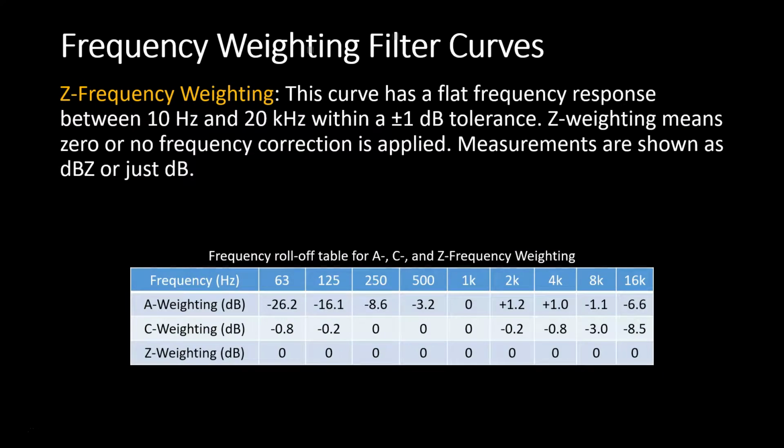So here are the roll-off frequencies for the different weightings, with Z being flat response, and then the C dropping by 0.8 decibels at the low level and 8.5 at the very high, and then the A weighting having the largest drop-off at the lower frequencies. Again, these are just for reference. There won't be questions about these on the exam, or if they are, they will be very, very basic questions.